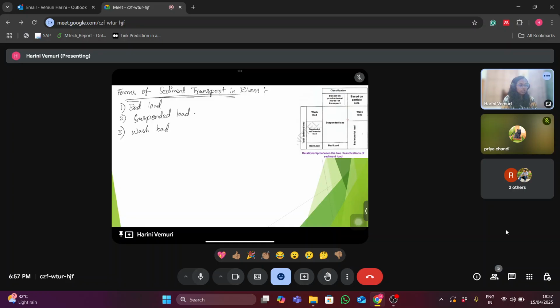Okay, if you see here, we have different classifications: wash load, suspended bed material load, and bed load. The wash load and suspended bed material load are both suspended load. In the case of bed load, the sediment is not suspended. And based on particle size, the wash load particles are smaller compared to the other two types of loads.